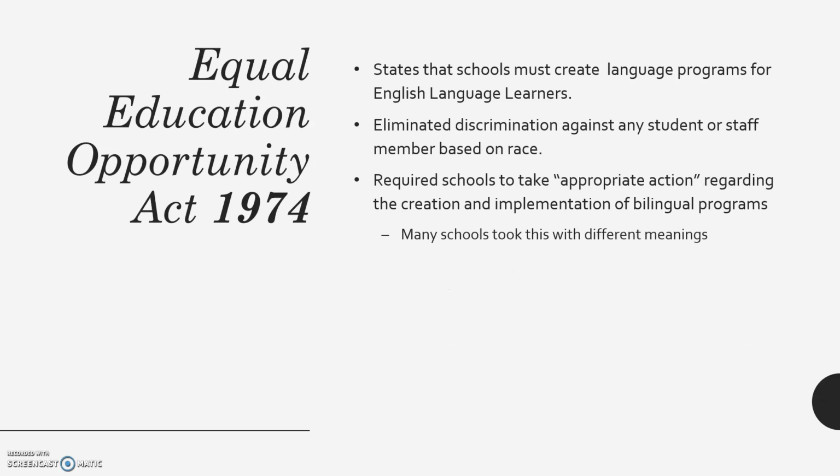So the Equal Education Opportunity Act of 1974 states that schools must create language programs for English language learners. This act also eliminated discrimination against any student or staff member based on their race or national origin. This required schools to take appropriate action regarding the creation and implementation of bilingual programs. Since there was a lack of specification on appropriate action, many schools took this with different meanings.